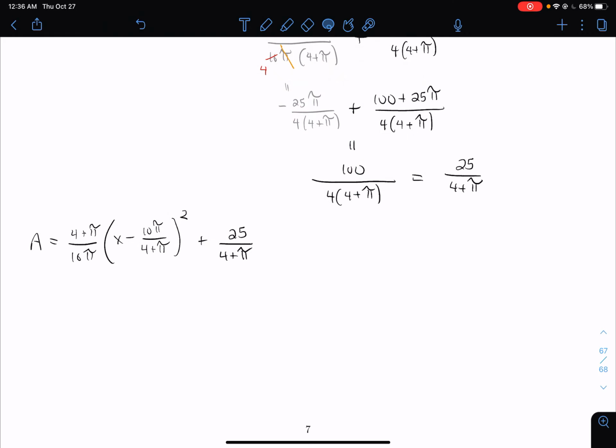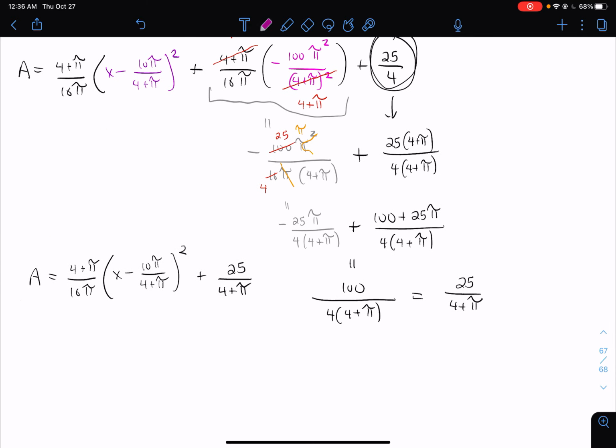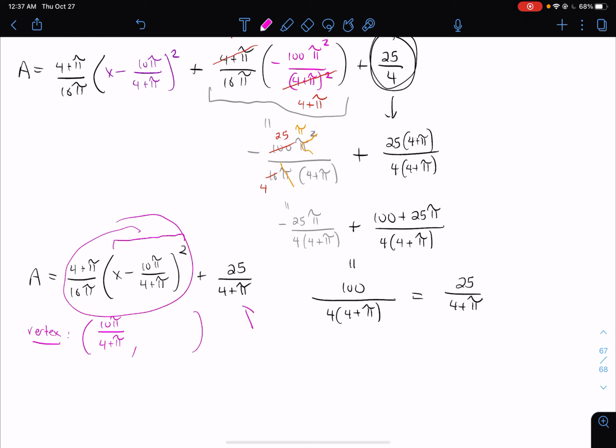Running out of room here, so I'm gonna move this up a smidge. All right, so let's write the vertex. The x-coordinate is what I plug in for x to make the perfect square part 0, and I would plug in 10 pi over 4 plus pi. If I plug that in, this whole part becomes 0, and we'll just be left with this. So that's going to be the y-coordinate of the vertex: 25 over 4 plus pi.